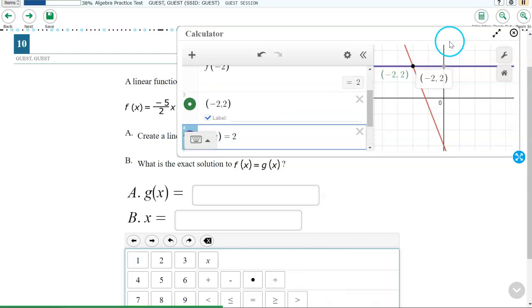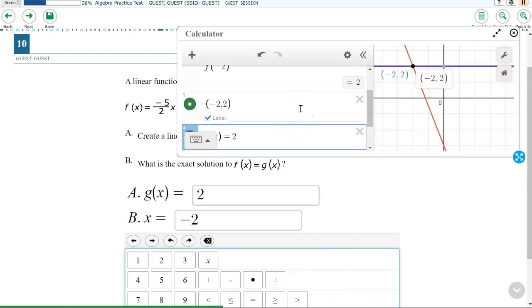And so now g of x and h of x intersect. They have one solution, that's that one point. And so now all I have to do is say x equals -2, because that's the x value that is the same. So g of x is equal to 2, and x equals -2. And that's all there is to it.